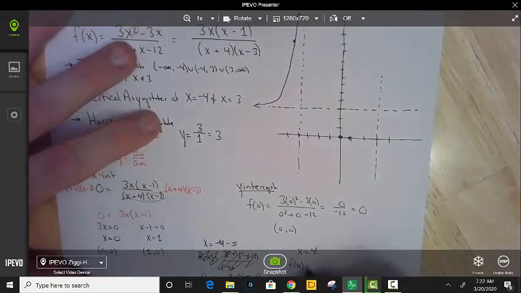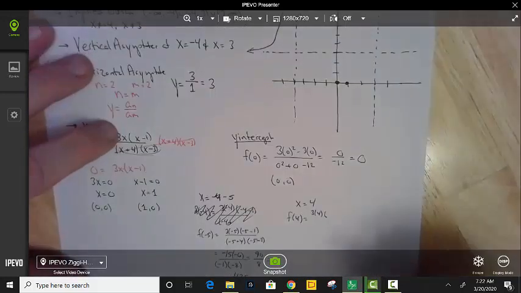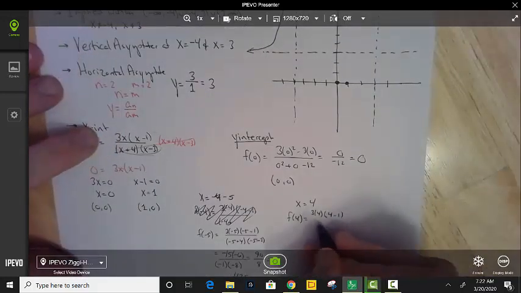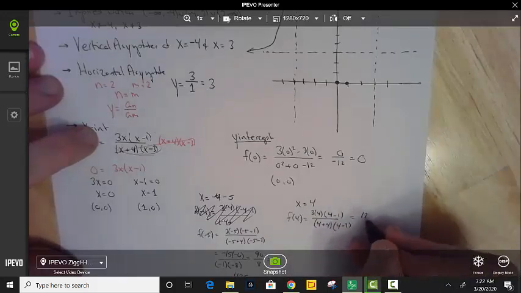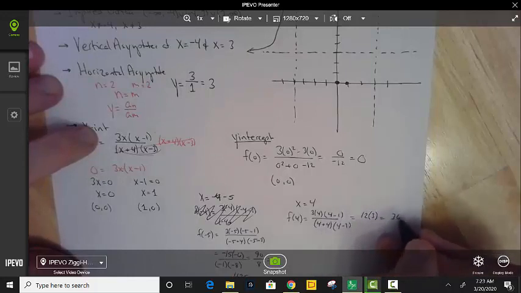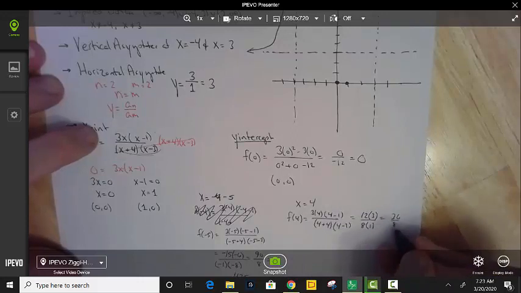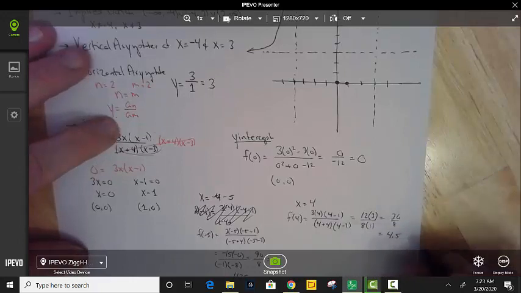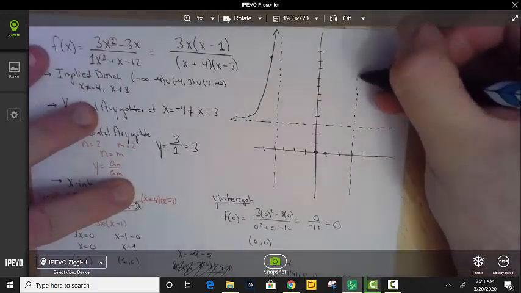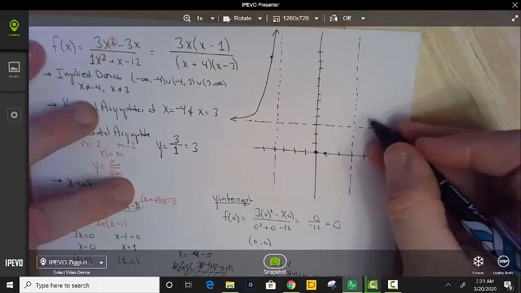So plugging 4 into it: 3 times 4, parentheses 4 minus 1, parentheses 4 plus 4, parentheses 4 minus 3. That's going to give us 12 times 3 on top, which is 36. On the bottom we have 8 times 1, which is 8. And then 36 divided by 8 is 4.5. And so at 4, we're going to go up 1, 2, 3, 4.5.